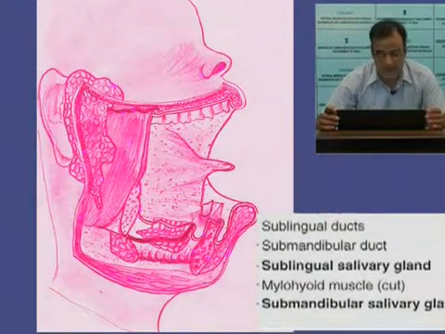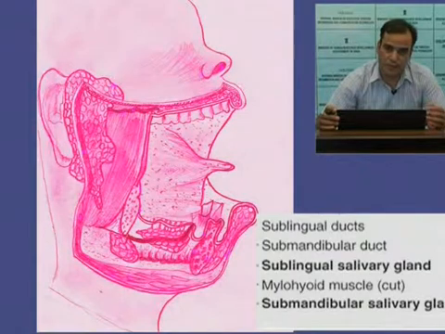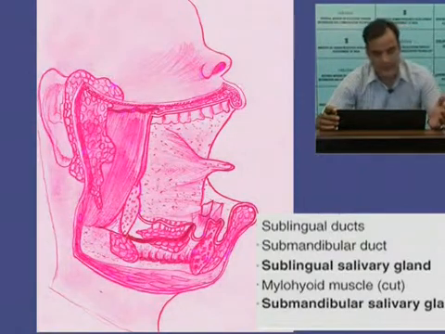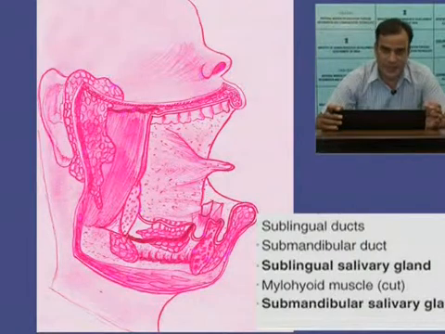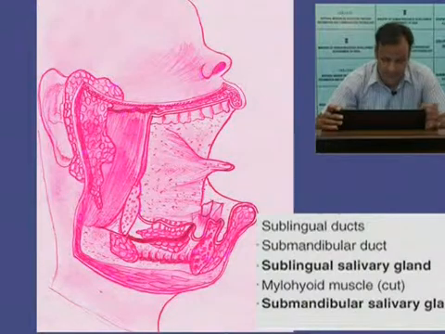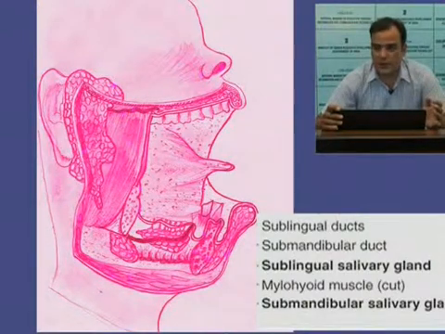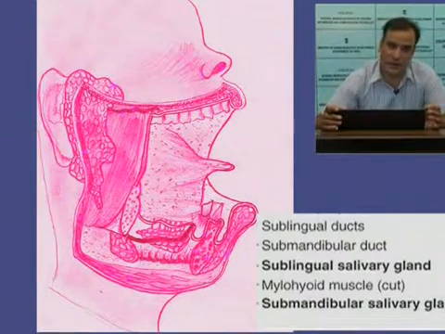Another gland is the submaxillary or submandibular gland, and as the name suggests, it is located in the submaxillary triangle medial to the mandible. And the ducts of this submaxillary gland open at the sides of the frenulum of the tongue.